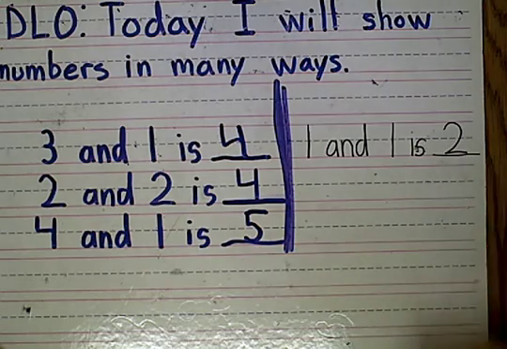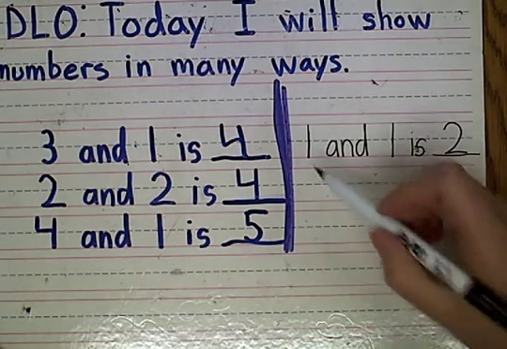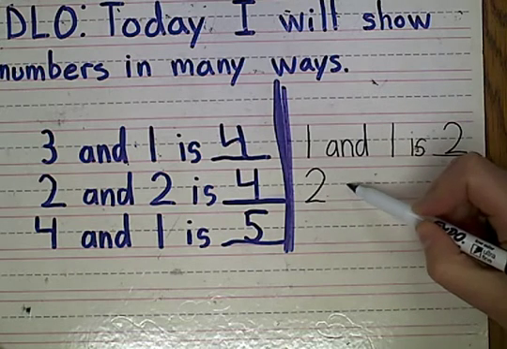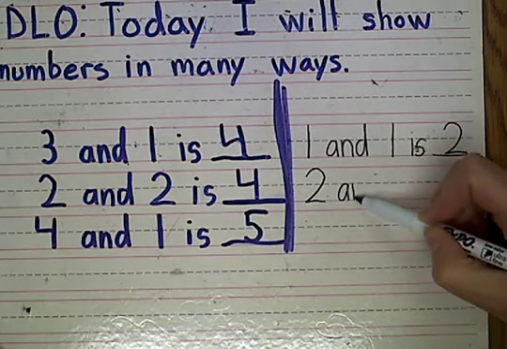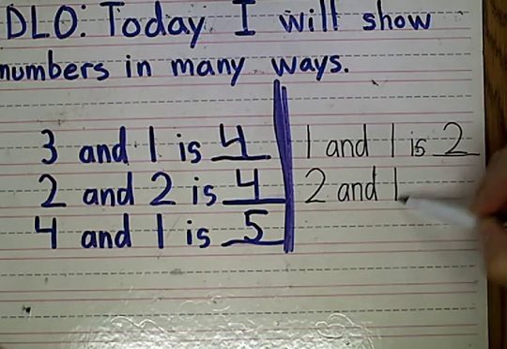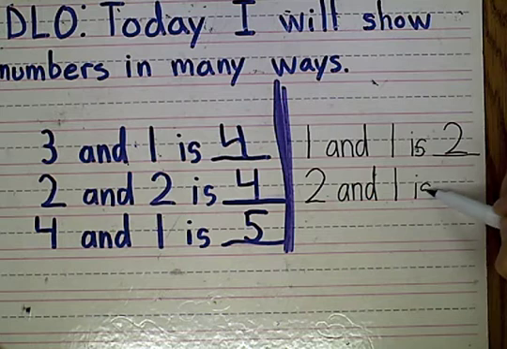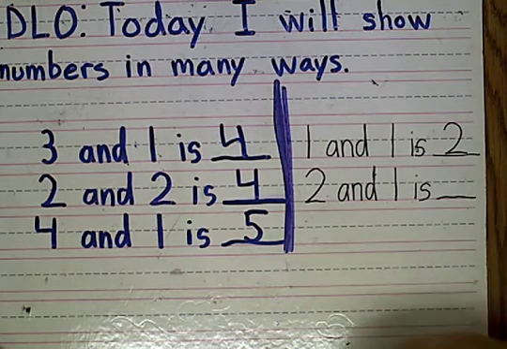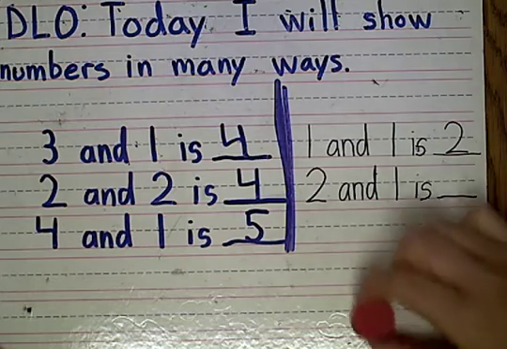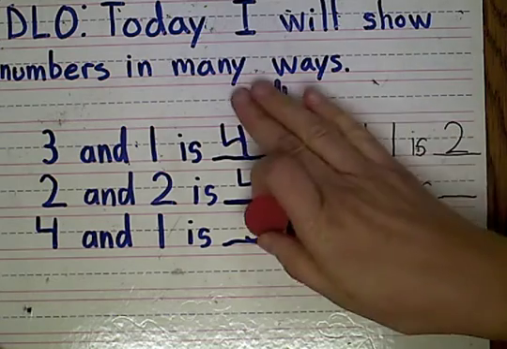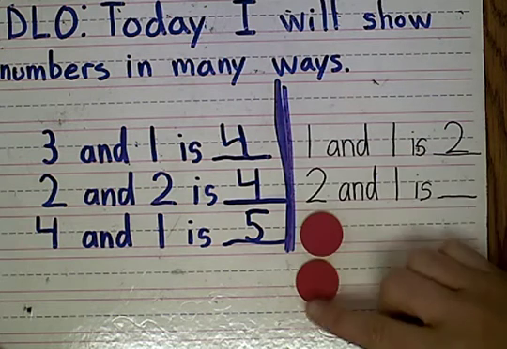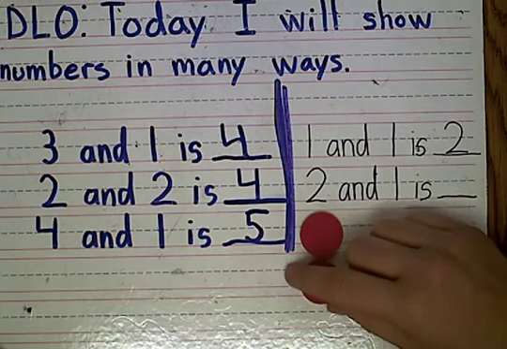Let's do another one. We'll continue using our flippy chips. Let's do 2 and 1 is blank. Let's start with our red chips again, because I'm showing my chips the way I can show numbers. Let's do our chips. 1, 2. I'm going to show it a different way. I'm going to show them straight up and down.